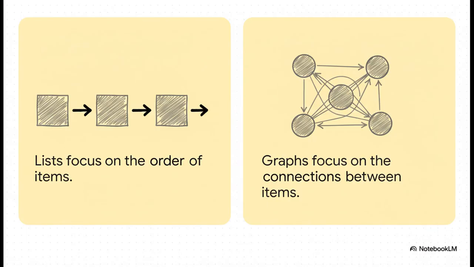Up to now, we've used structures that focus on order or on keys. But what if the most important thing is how items are connected? Like a social network of friends or a map of roads between cities. That's where graphs come in. They are all about the points, or nodes, and the connections, or edges, between them.